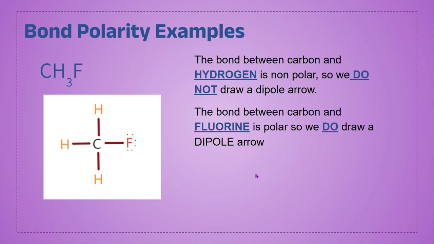The bond between the carbon and fluorine is polar. Carbon has a value of 2.5, fluorine is 4.0. So we would draw an arrow here going from the carbon towards the fluorine. And this kind of makes sense if you look at this. This fluorine has all of these electrons around it, so it's much more electronegative than carbon.